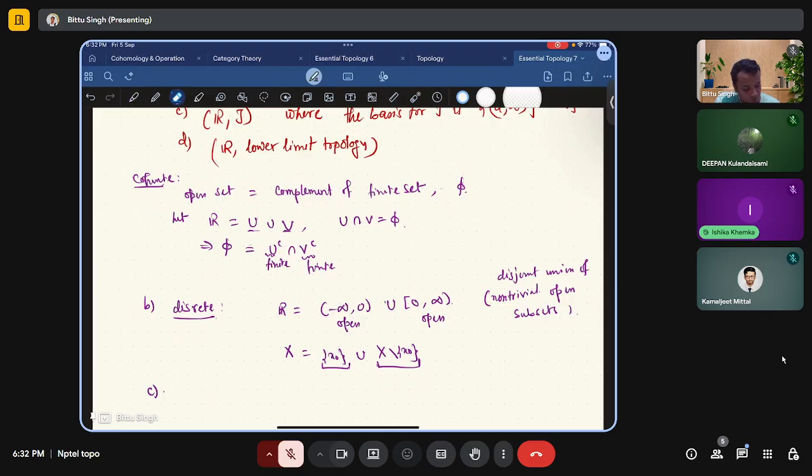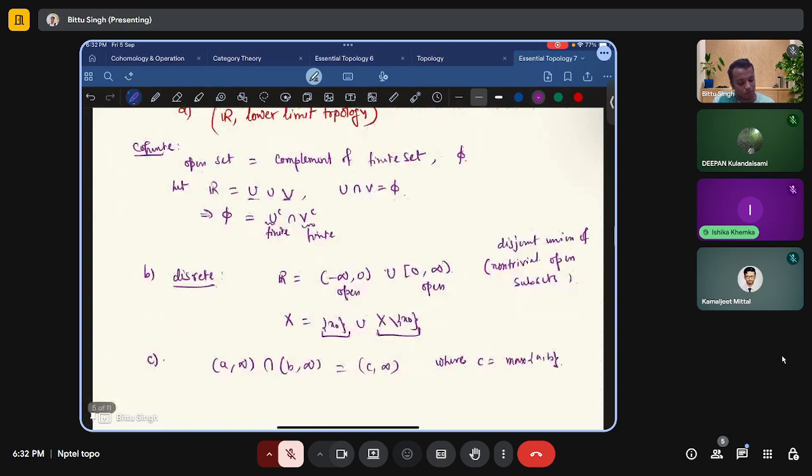The interesting thing is that for A comma infinity and B comma infinity, any two non-trivial open sets, the intersection is some C comma infinity, where C equals the maximum of A comma B. Therefore, it is clear that R cannot be written as U union V, where U and V are disjoint.